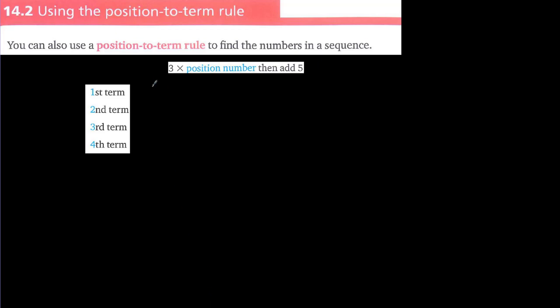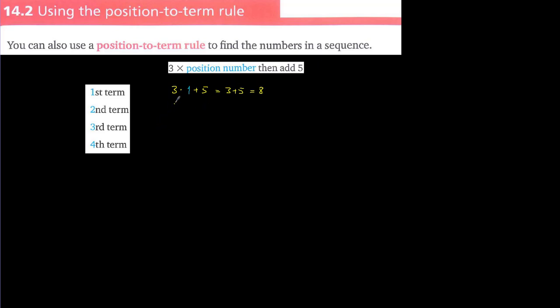This is the first term, so the position number is 1. I'm going to write 3 times the position number, which is 1, then it says add 5. So 3 times the position number, then add 5: 3 plus 5 is equal to 8.